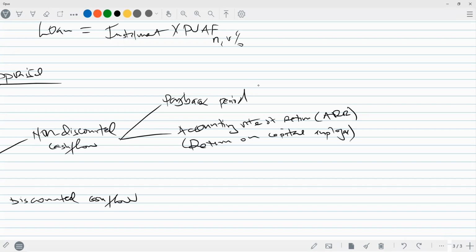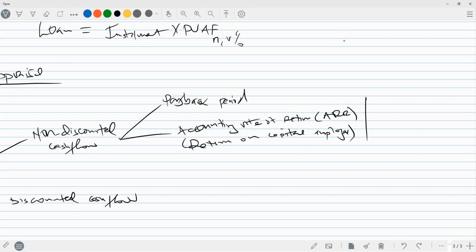Now, the accounting rate of return, the ARR, or simply the return on capital employed. Here, it's simply how much profit does each dollar of the company's investment make? How much profit does each dollar the company invested in the project make? So it's a profit measure, a profitability measure of appraisal.